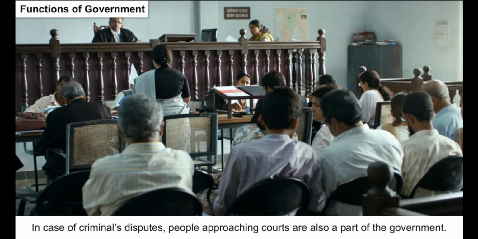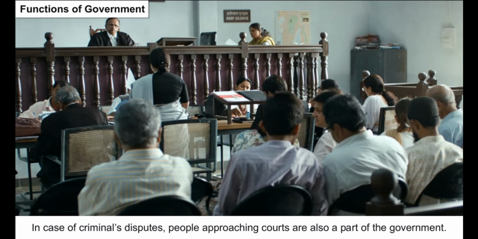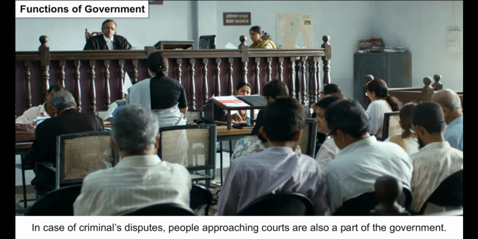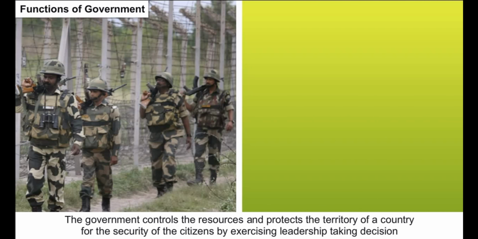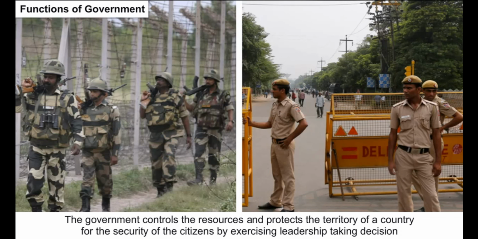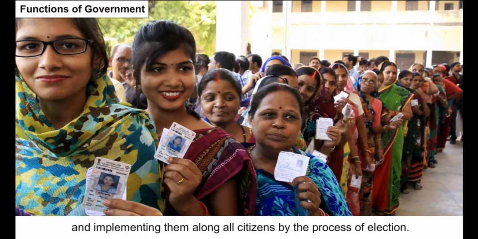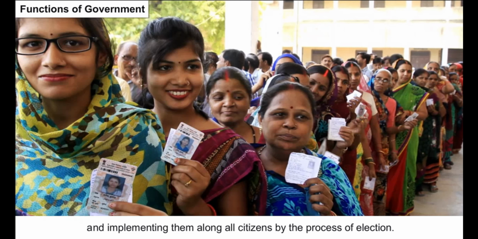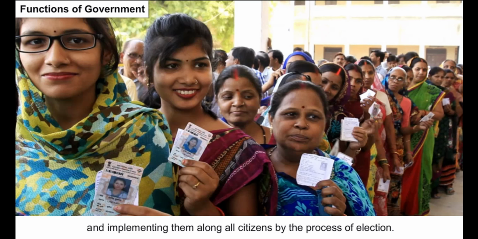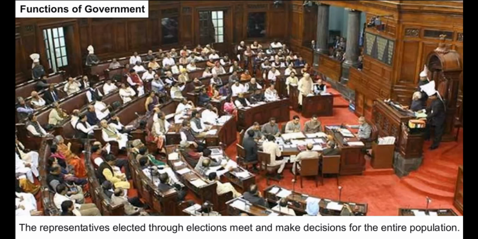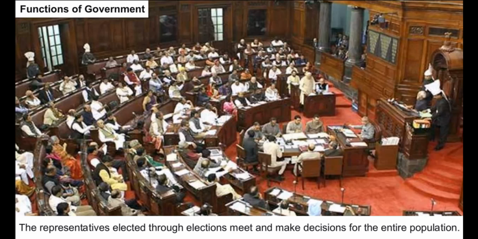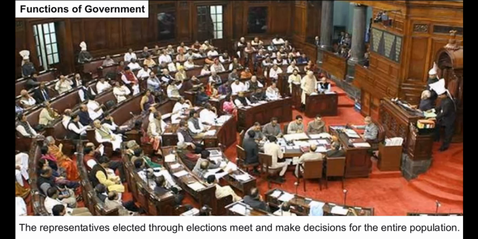In case of criminal disputes, people approaching courts are also part of the government. The government controls the resources and protects the territory of a country for the security of the citizens by exercising leadership, taking decisions and implementing them, along with all citizens, by the process of election. The representatives elected through elections meet and make decisions for the entire population.